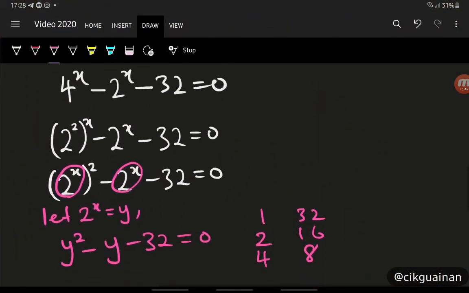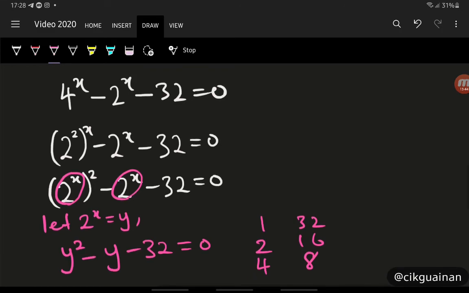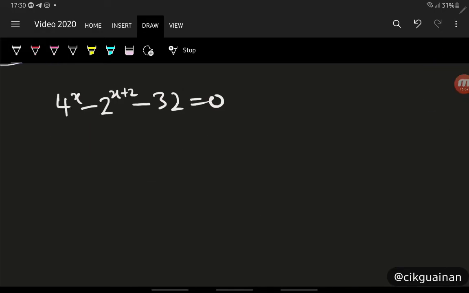I made a mistake. For this question, sorry, I will correct the question for a while and then we can continue. Okay, I'm so sorry. I made a mistake copying the question from the internet. Okay, now we do all over again. But we still have the same problem with this one and this one.